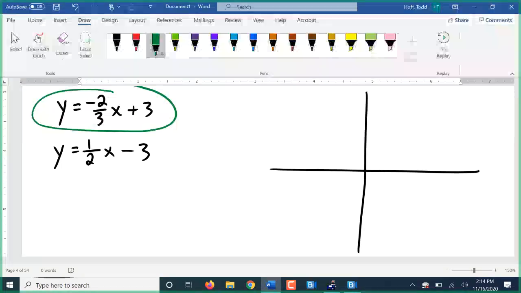So graph the top one in green again. We start out at positive 3. Slope of a negative 2/3 means we go down 2 and we run 1, 2, 3. I'm going to do it again. We go down 2 and run 1, 2, 3. We get a point there. So our line goes through those points.